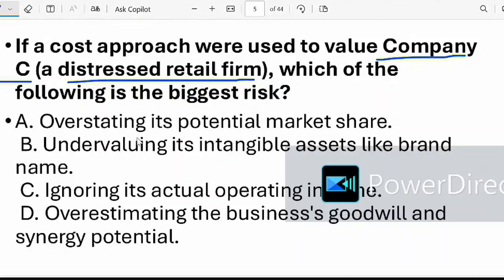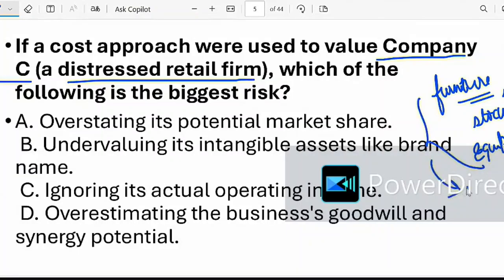See, let's simplify it. Think about it. When a business shuts down, we might only look at the things we can sell, right? What are the things we can sell? Suppose a business shuts down, we look at the furniture, we look at stock, we look at equipment. These are the things that we look at whenever a business shuts down, right? So obviously cost approach is all about the same thing.